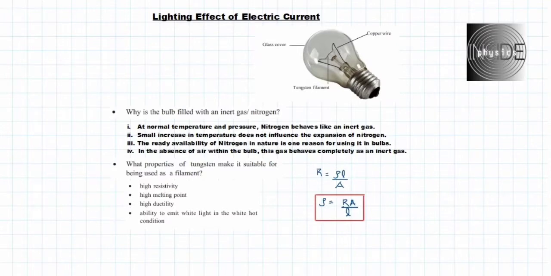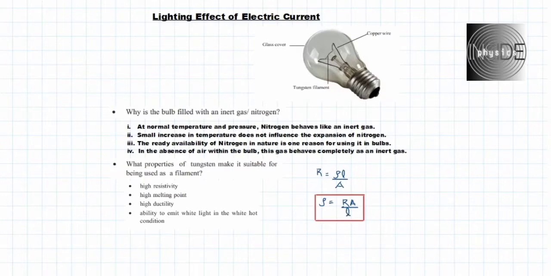So the second question: what properties of tungsten make it suitable for being used as a filament? There are four criteria. First is high resistivity. We know that R is equal to rho L by A, where R is the resistance, rho is the resistivity, L is the length of the conductor, and A is the area of the conductor. Tungsten is a metal, so it is a conductor. Rearranging the equation, rho is equal to RA by L, where R is the resistance, A is the area, and L is the length. So this is the equation for resistivity.